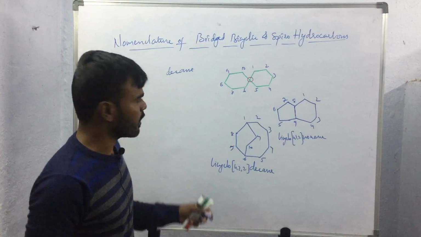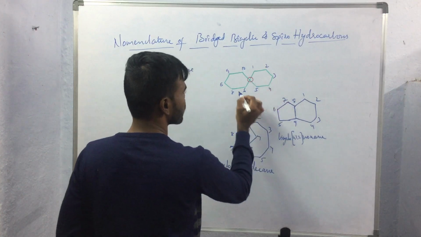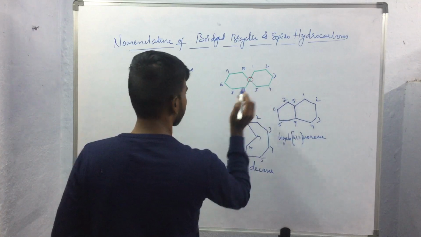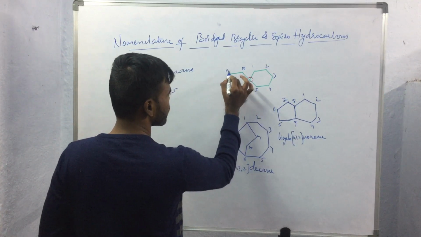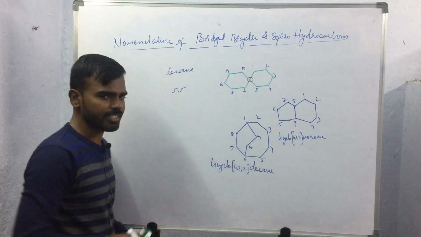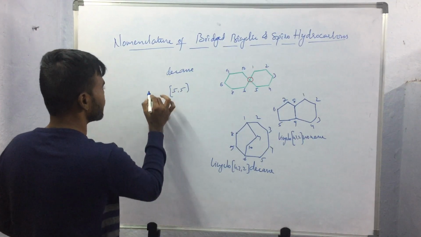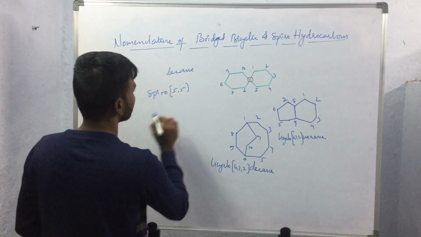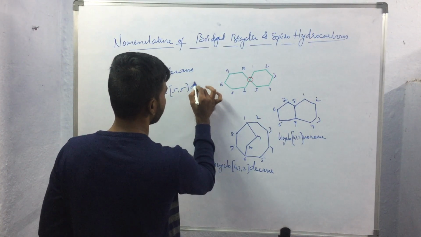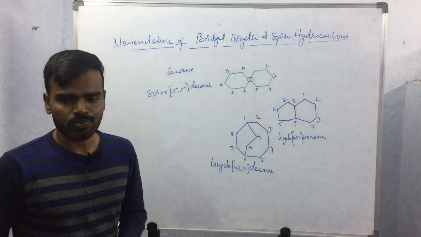Okay, after numbering, what we have to do? We have to count the total number of carbon atoms that are present in each path. So here 1 2 3 4 5, 5, and here also 1 2 3 4 5, 5. Then we have to arrange the numbers in order. After that, we have to use the prefix spiro. So here the name of this compound will be spiro 5,5 decane. Like this, we will be naming the spiro-fused compounds.